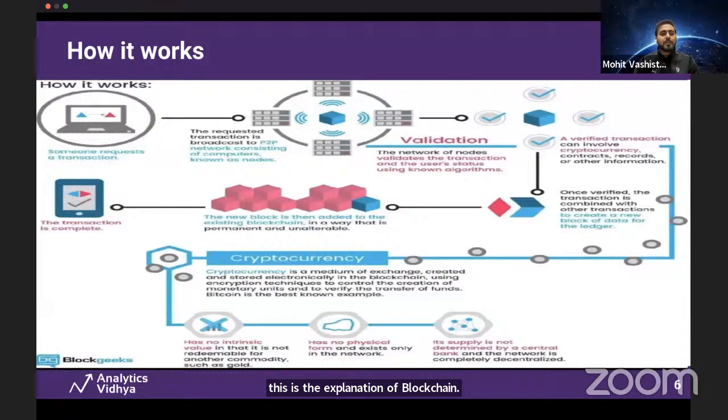For example, let's say I am requesting a transaction. This requested transaction will be broadcasted to the network. This network is nothing but a cluster of computer nodes. Now it will go to each and every node, and the validation process will run. The miners or the validators will check the validity: whether the format is correct, in which block this transaction should be included, and what the timestamp of this transaction is. All those validations happen in between.